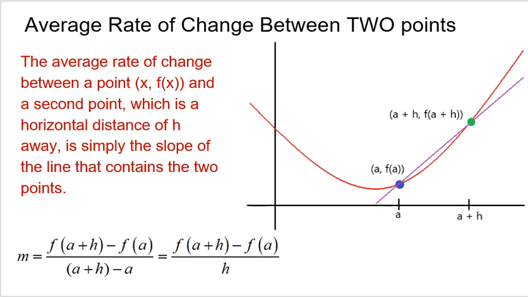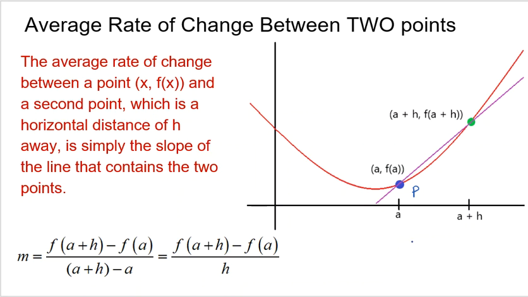So we're looking at the average rate of change between a point, x comma f of x, and a second point, which is a horizontal distance of h away. Now that's a little bit confusing, so let me explain. We're going to first start off with any point on the function, and I'm going to start off with this blue point. Let's call it point P. And that blue point has an x value of a, just any value, and its y value would be f of a. That's pretty simple. I'll give you the x value. To get the y value, you plug it into the function, hence f of a.